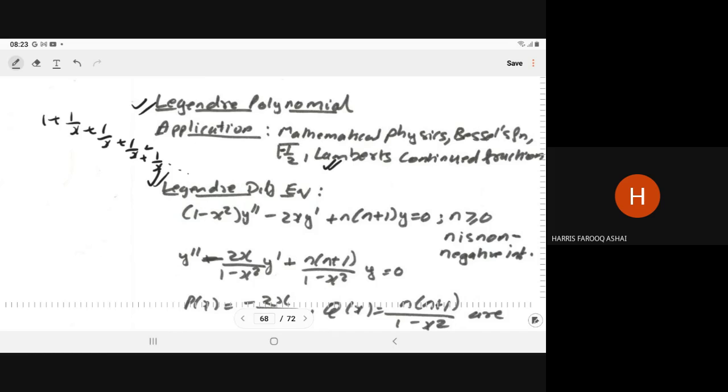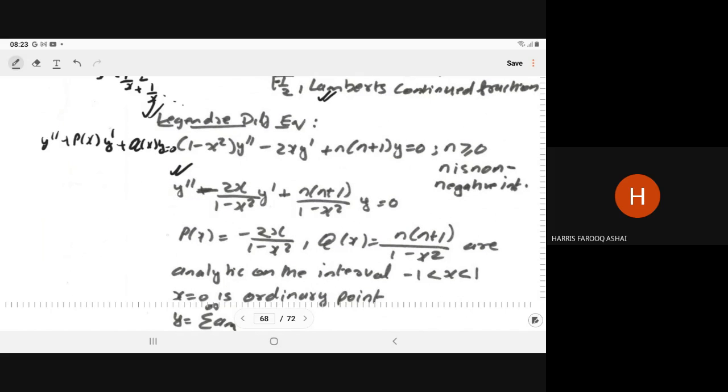Now, if you write it in the standard form, y double dash plus px y dash plus qx y is equal to 0. First, we have to check the nature of the differential equation. In the standard form, you will get y double dash minus 2x upon 1 minus x square y dash plus n into n plus 1 upon 1 minus x square y is equal to 0.